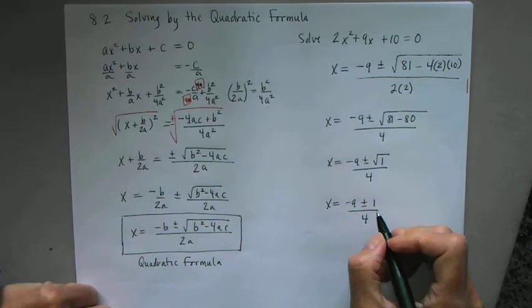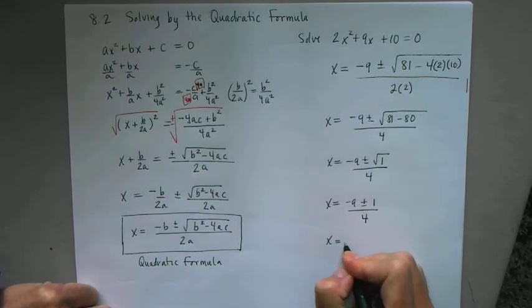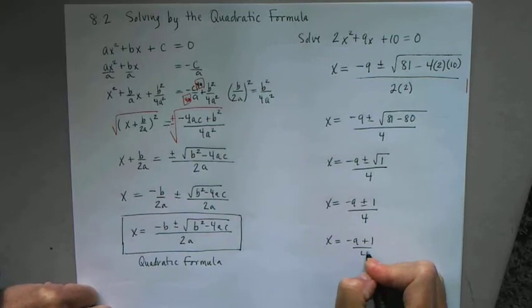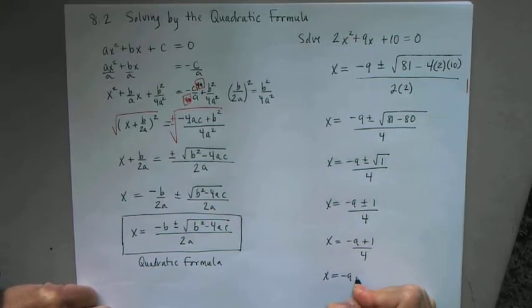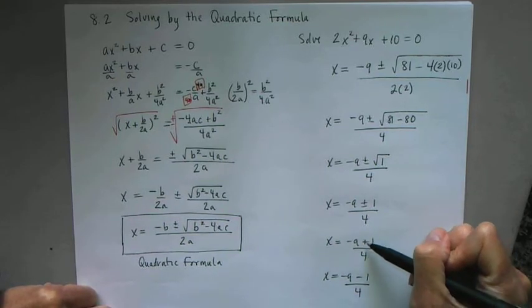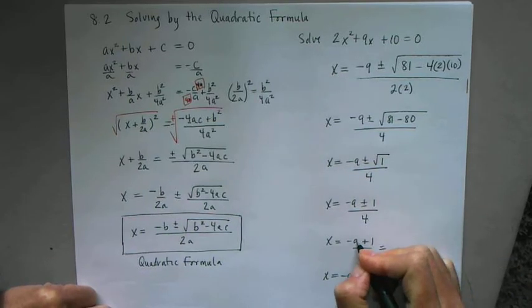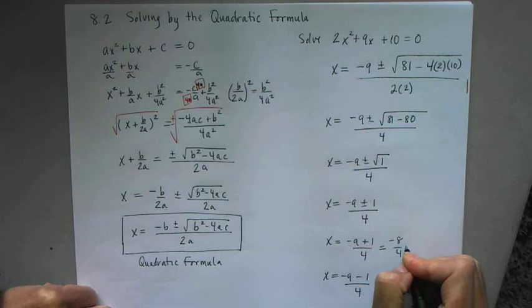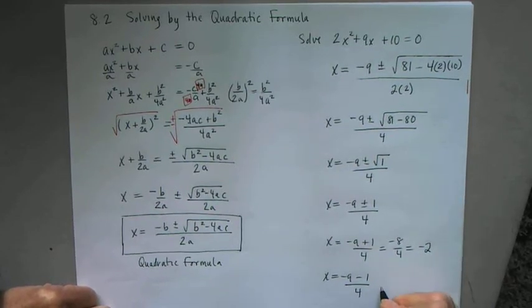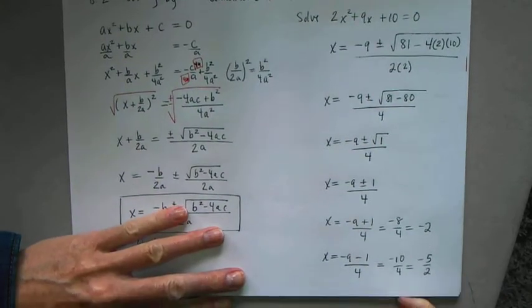This is both negative 9 plus 1 over 4, and it is negative 9 minus 1 over 4, because it says plus or minus. So one problem's the plus, one problem's the minus. So going further, I would have negative 8 over 4, which is negative 2. And here I would have negative 10 over 4, which reduces to negative 5 halves. So those are my two answers. My two answers are negative 2 and negative 5 halves.